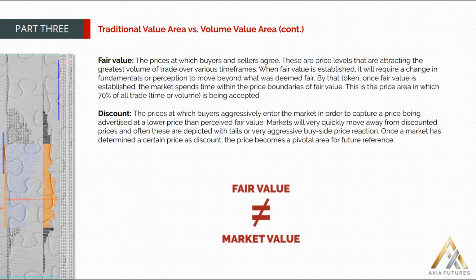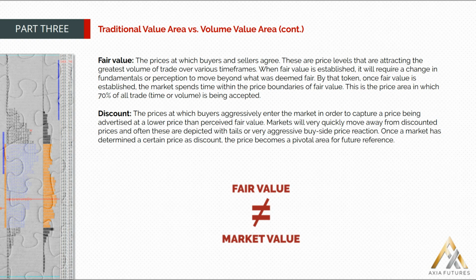We're going to conclude part 3 now and talk about 4 basic important principles you're going to see in volume distribution profiling. They are fair value, discount, premium, and exuberant prices. So first and foremost, fair value. Fair value is the point at which buyers and the sellers agree to a certain price. These are price levels that are attracting the greatest volume or trade over various time frames.